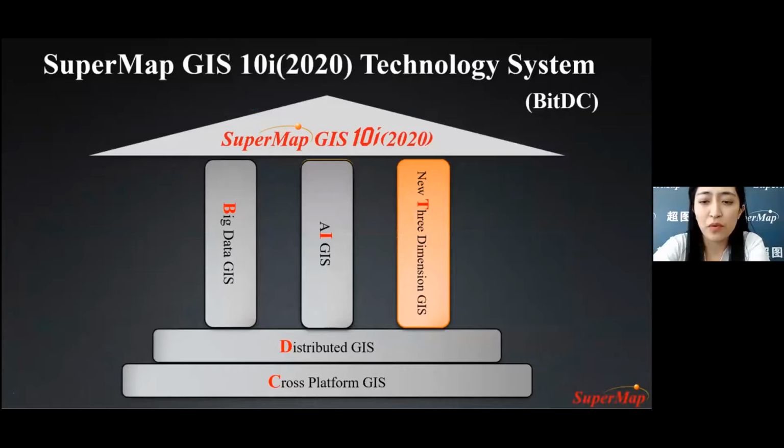It is also one of the most popular technical systems of the Supermap software, and its application popularity is increasing year by year. There are other technical systems: big data GIS, AI GIS, distributed GIS, and cross-platform GIS. We will introduce them to you one by one in the next series of courses.